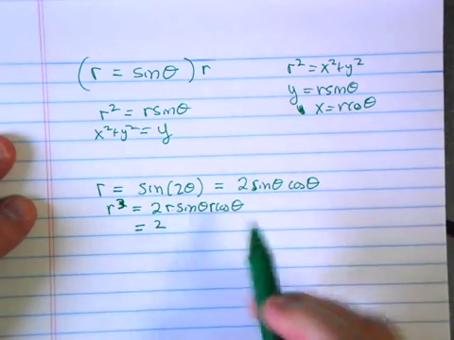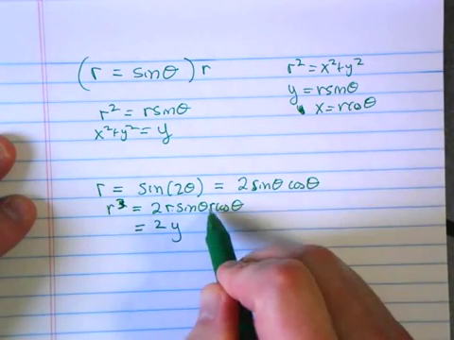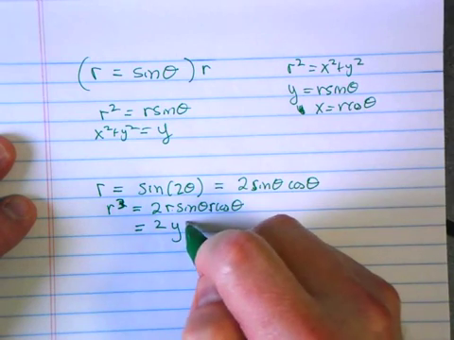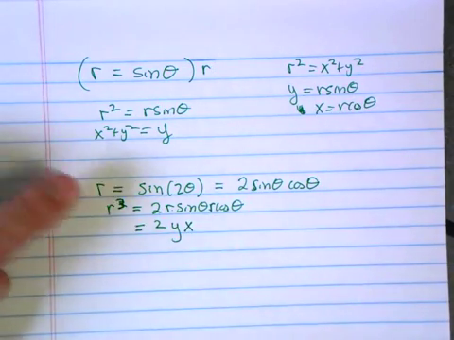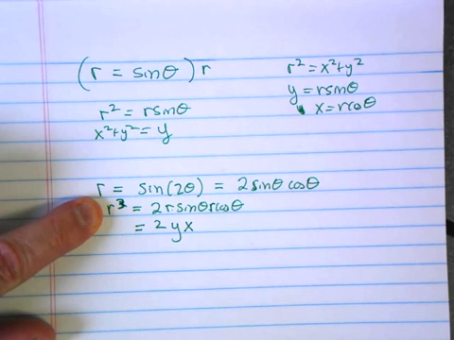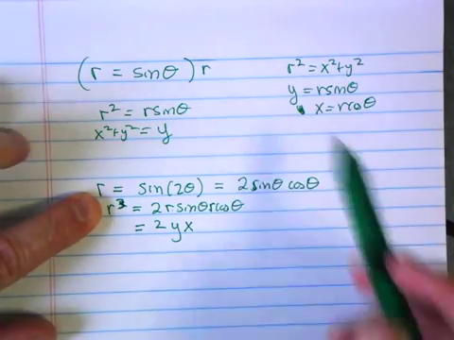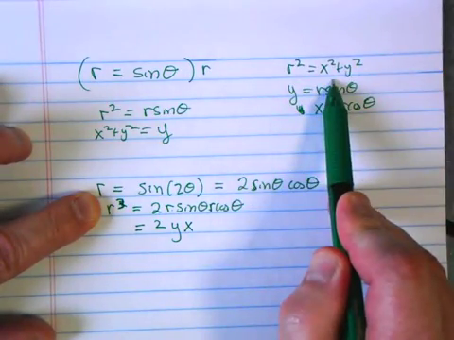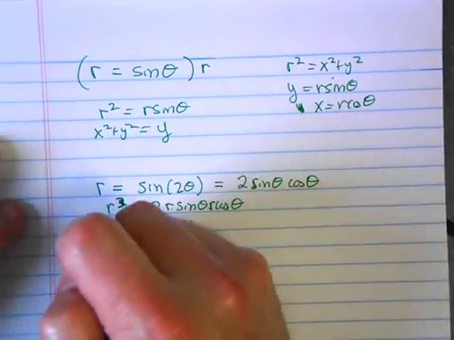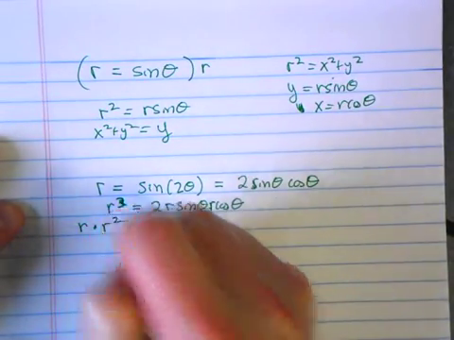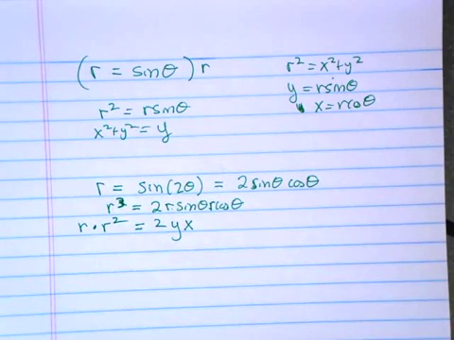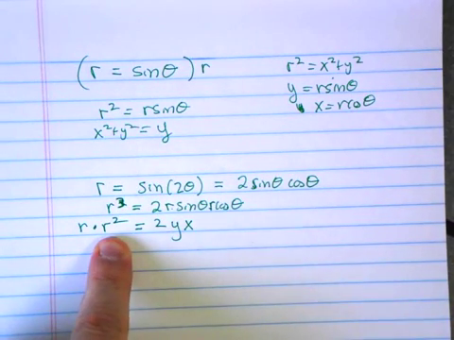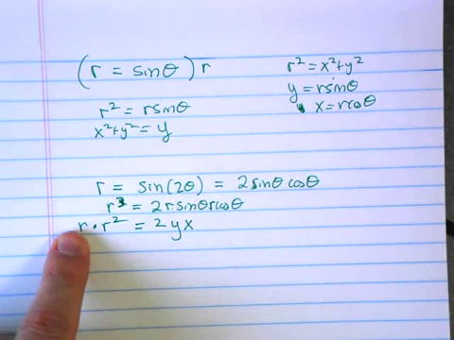What's r sine theta? y. And what's r cosine theta? x. What am I going to do with r cubed? How am I going to take r cubed and convert it to x's and y's? I'm going to take out an r, and write it as r times r squared. And just a minute ago, we said r squared is x squared plus y squared. So what's r? The square root of that.